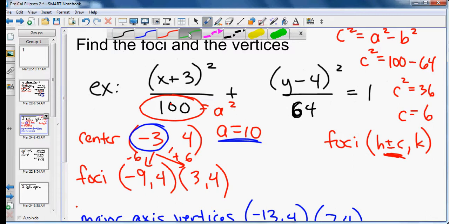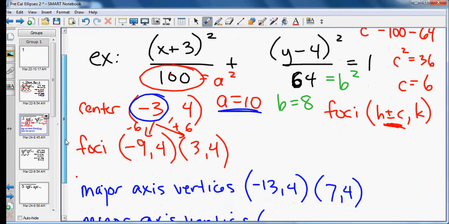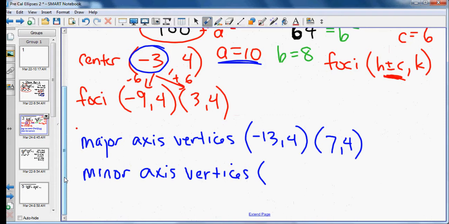So I go back to the center. That is my starting point every time. So I'll do negative 3. That doesn't change. And then I do 4 minus 8 because I subtract the b. So 4 minus 8 is negative 4. And then 4 plus 8 is 12.